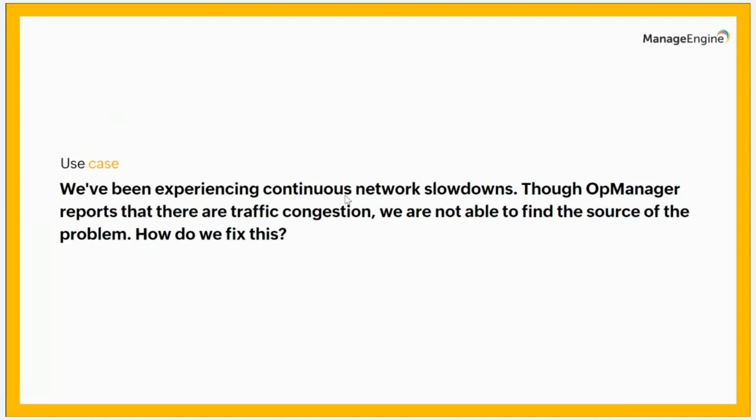We have been experiencing continuous network slowdowns. Though OpManager reports that there is traffic congestion, we are not able to find the source of the problem. How do we fix this? So the question is, where do we start troubleshooting this issue?